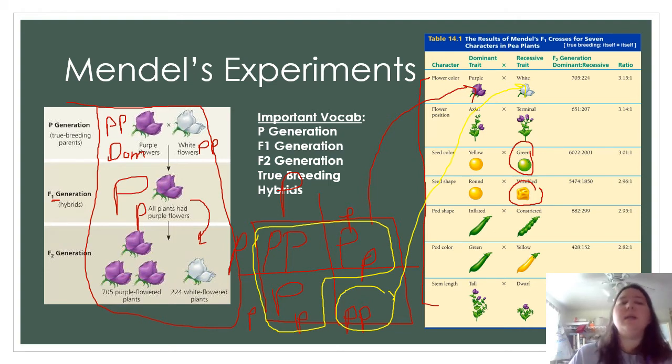What Mendel saw was an inheritance pattern that allowed us to start seeing how traits, phenotypes, which are the physical traits, such as purple, came from different genotypes. And he was able to show us that.